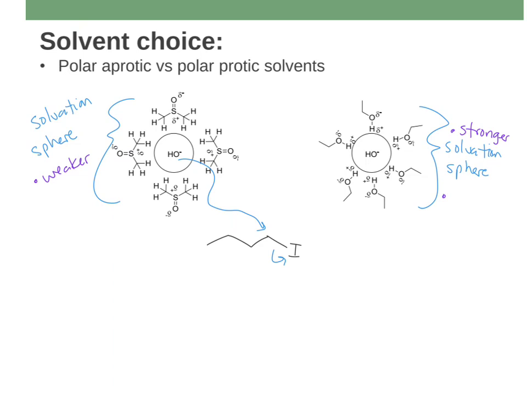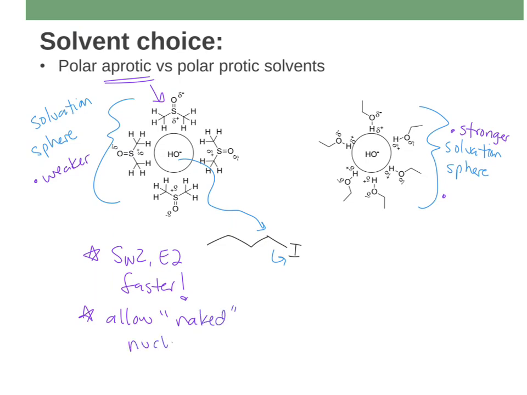So what we tend to see is that these aprotic solvents tend to make SN2 reactions and E2 reactions faster. And that's because they allow what a lot of books call a naked nucleophile. What they mean by naked nucleophile or naked base is that it's not covered by the solvent molecules as well. It's free to just go and act as a base. It's freer to go and act as a nucleophile.